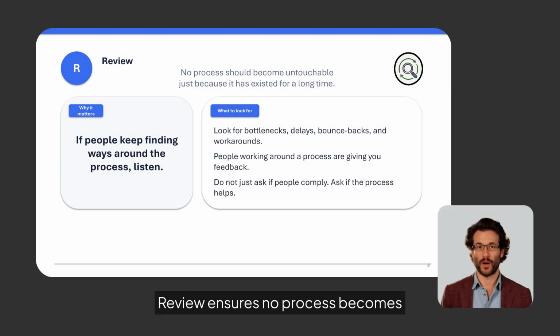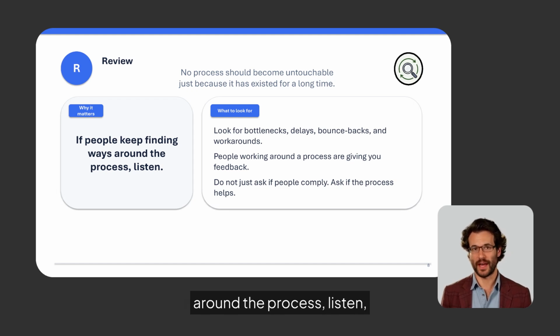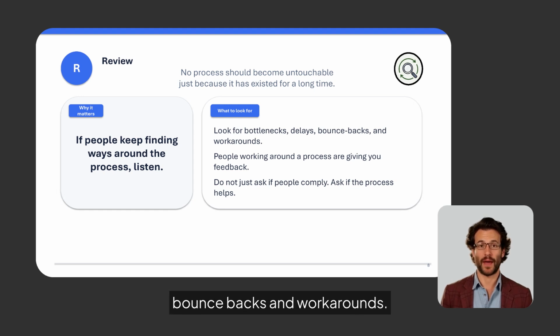Review ensures no process becomes untouchable simply because it has existed for a long time. If people keep finding ways around the process, listen. Look for bottlenecks, delays, bounce-backs, and workarounds. Those behaviors are feedback. Do not only ask if people comply, ask whether the process genuinely helps them deliver.